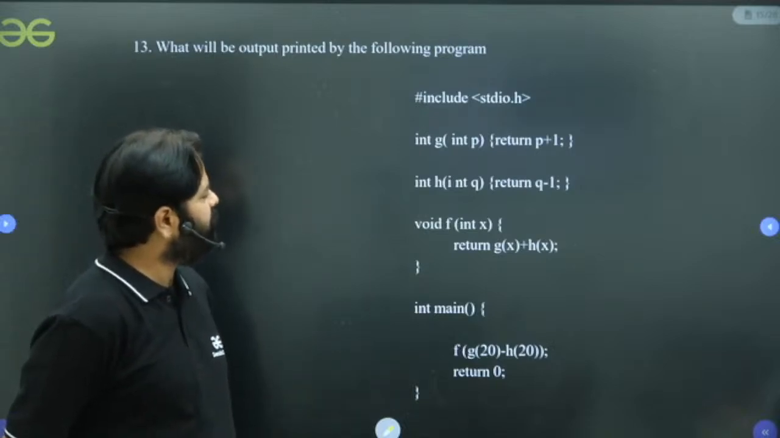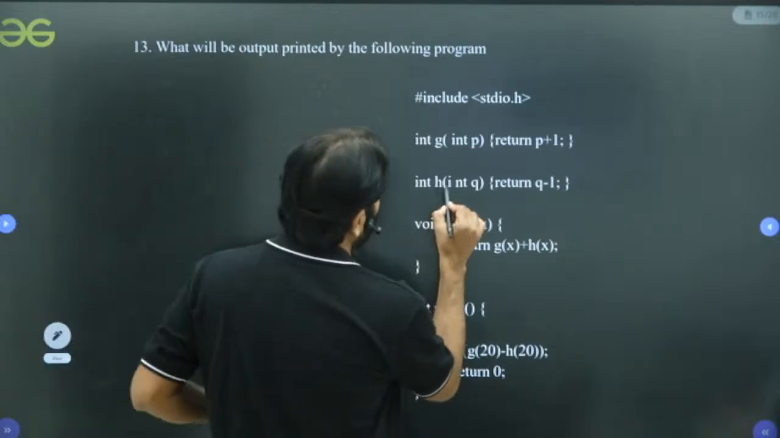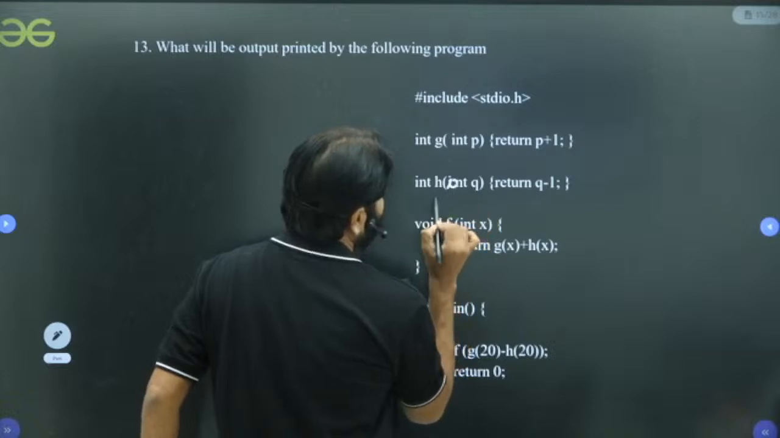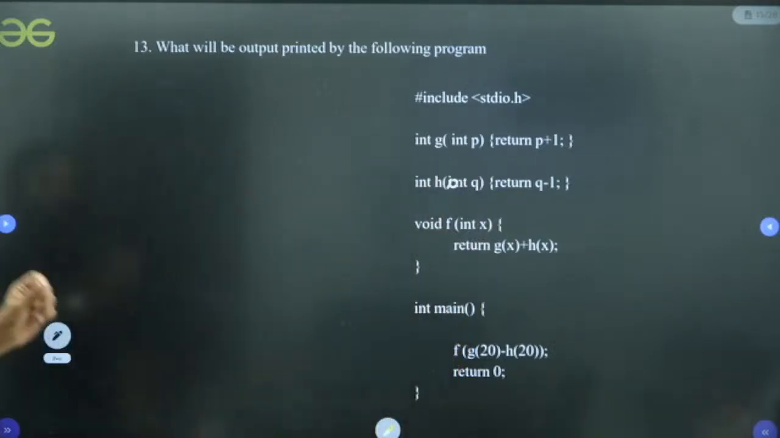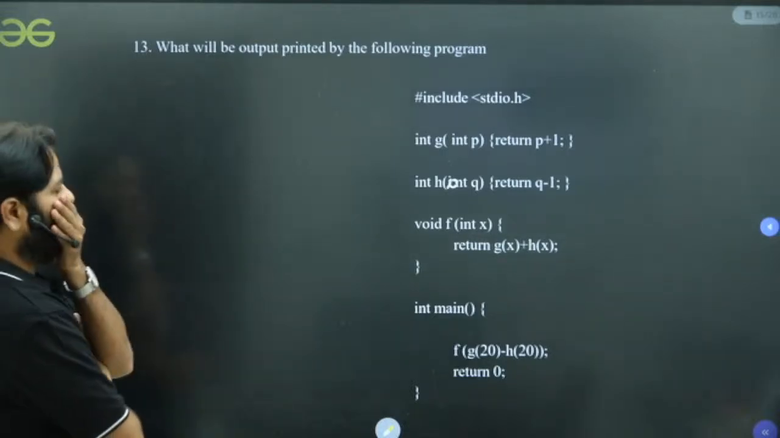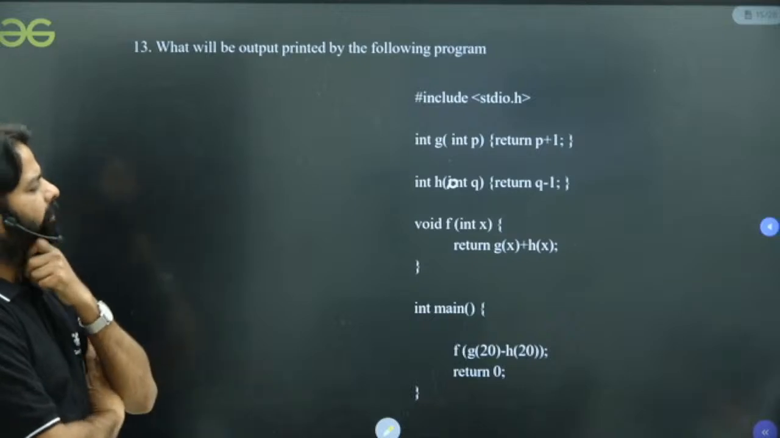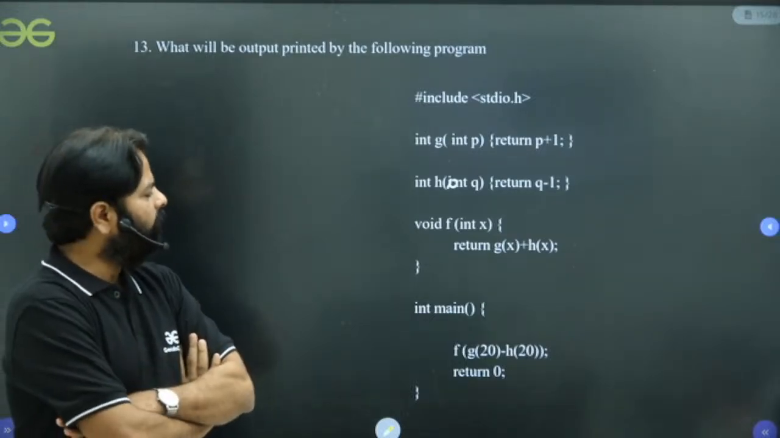Functions based question. I think there is a small typing error, int. It's a without any space. Just track down all the values properly.